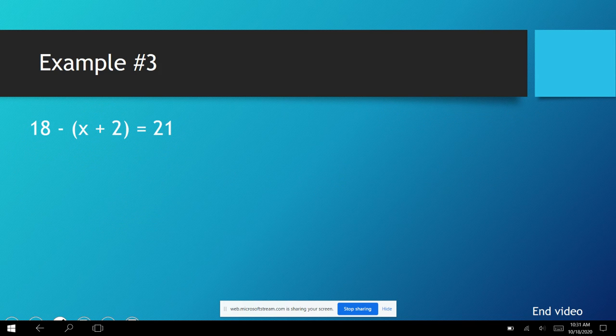One more example for today. Here we have 18 minus the quantity of x plus 2, equals 21. While we don't have multiple x's on the same side that we need to combine, we do have multiple constants that are like terms that we need to combine before we try and isolate that x value. Currently that x plus 2 is still inside the parentheses and we're subtracting that whole quantity. What have we done in the past when we subtracted a whole quantity?